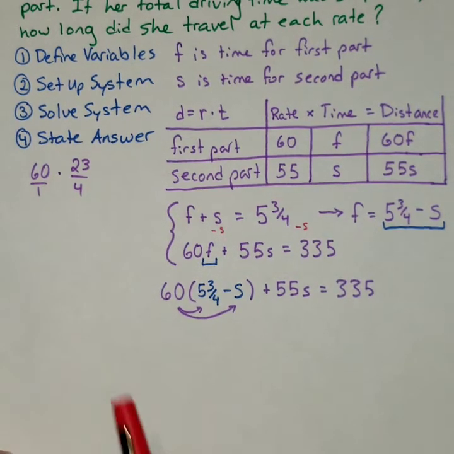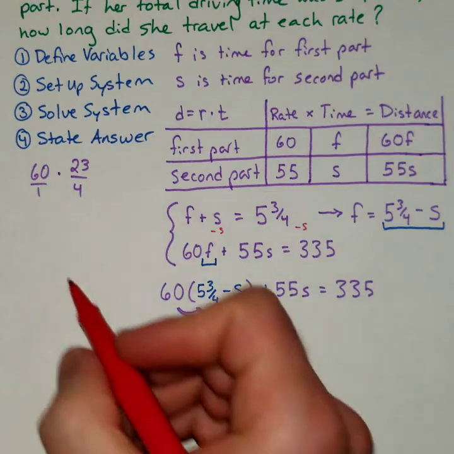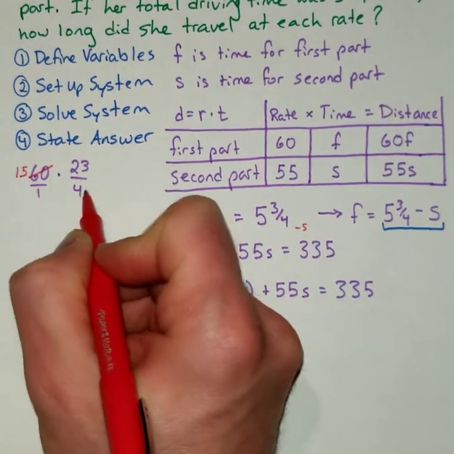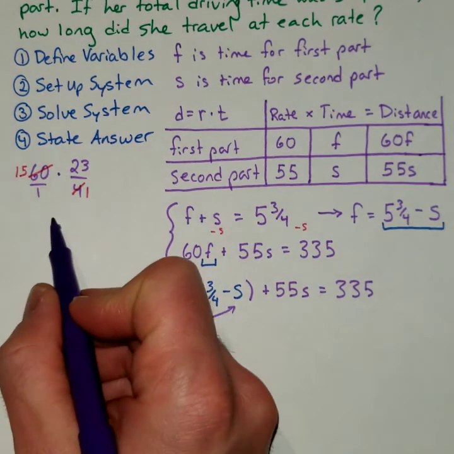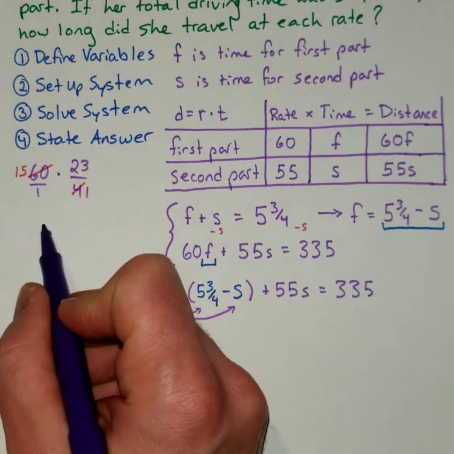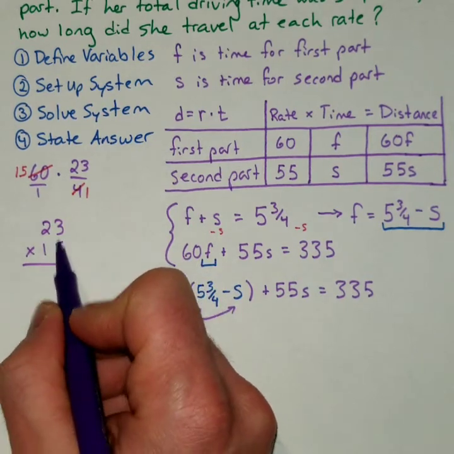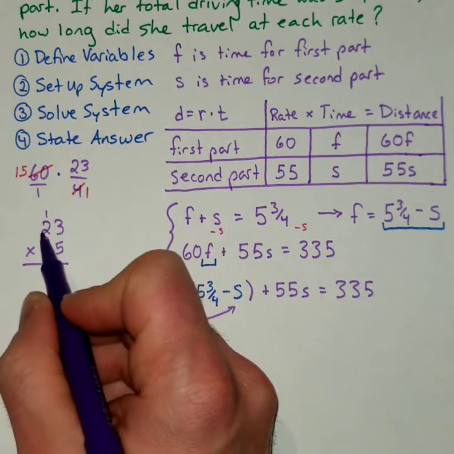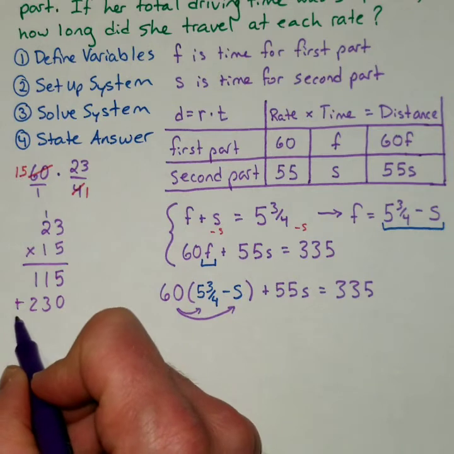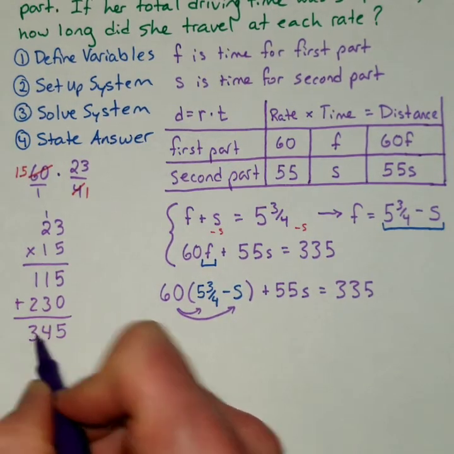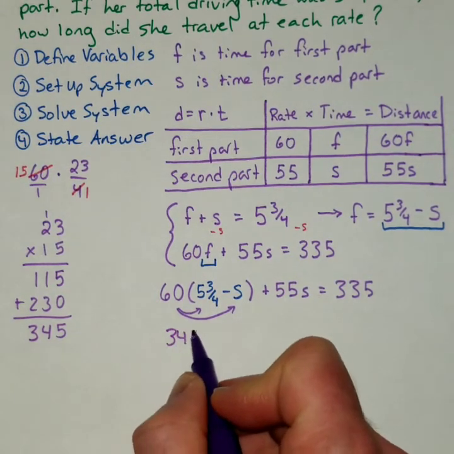Now, if you notice, before I multiply, 60 and 4 share a common factor of 4. So if I divide them both by 4, 60 becomes 15 and 4 becomes 1. And so really all I need to do is multiply 15 times 23 to get that answer. 5 times 3 is 15, carry the 1, and then 1 times 3 and 1 times 2. Add those up. Should be 345. So 60 times 5 3/4 is 345.